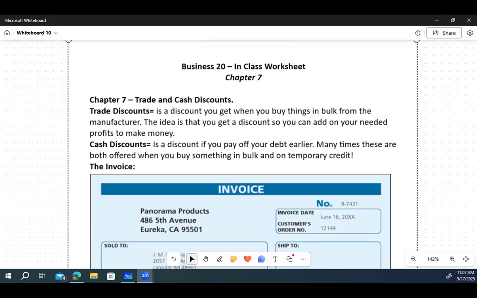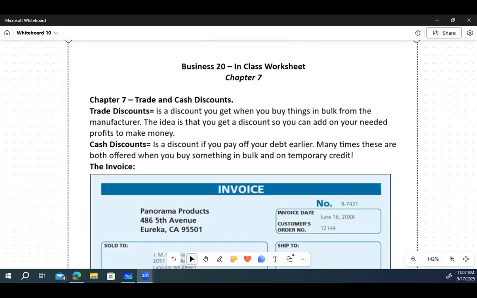So, for instance, they might say you have 90 days to pay for the items that we already gave you a trade discount on, but if you pay it in 15 days, we'll give you an additional 3% or 5% off your bill. So that's incentive for you to pay it off sooner and for them to get their money quicker. So this is what we'll be looking at in this particular instructional video.